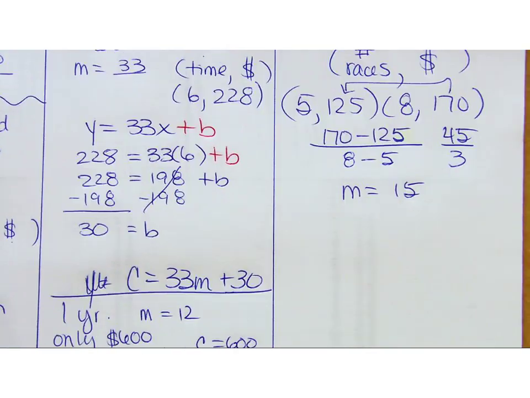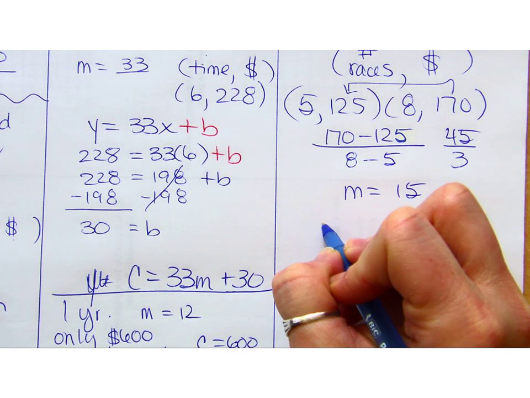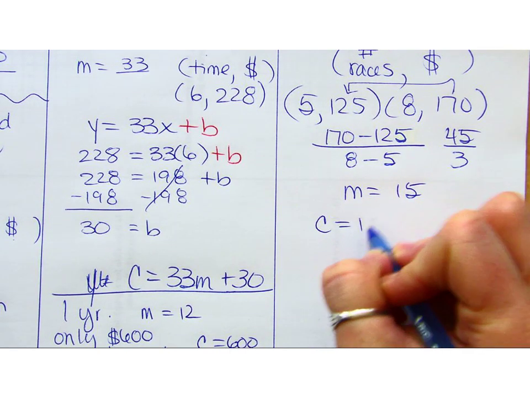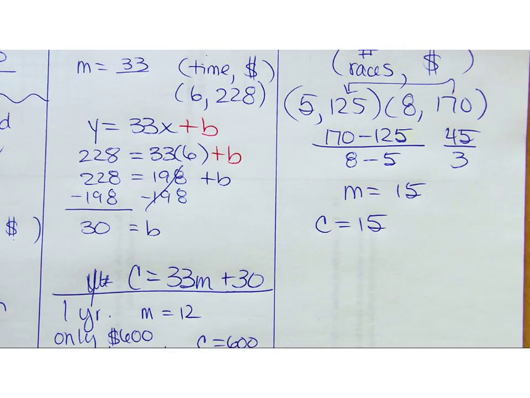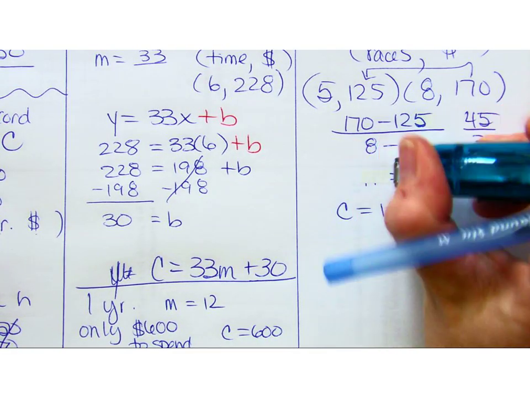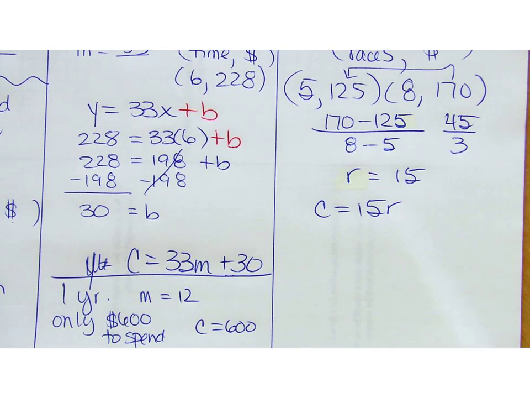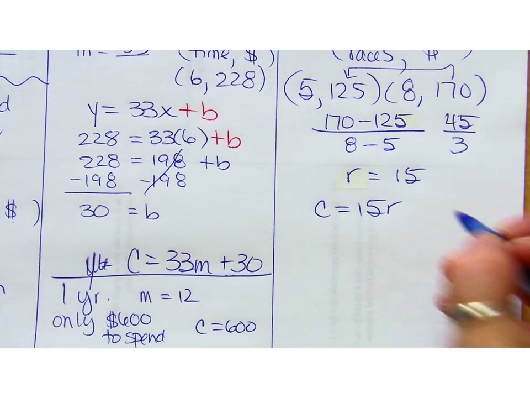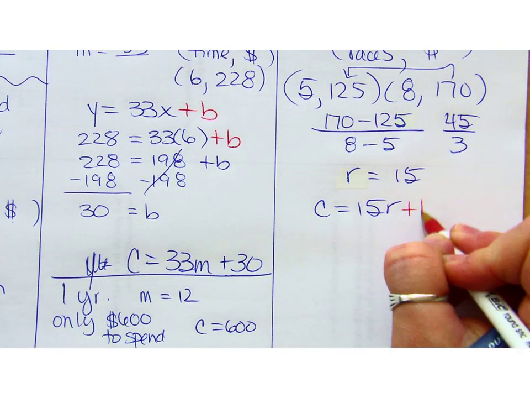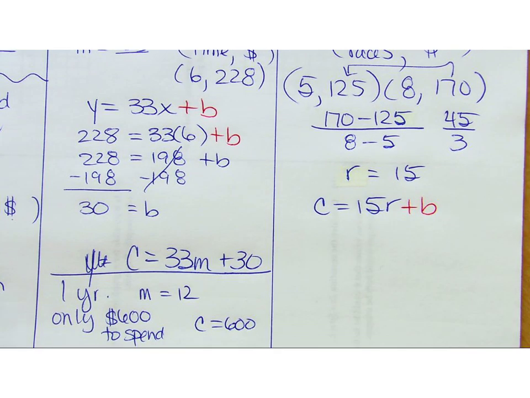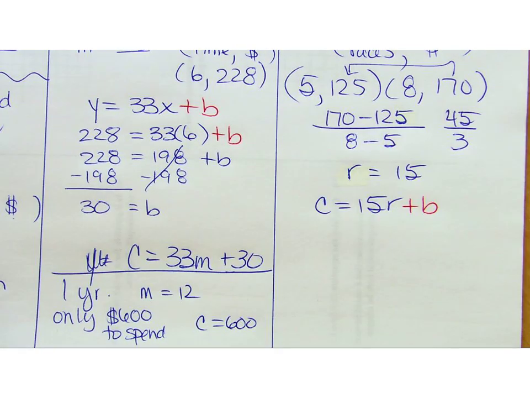So now you know that your cost is going to be $15. I don't know why I put M because it's not per month, it's per race. So I'm going to use R instead. So far I know that my cost is $15 a race, but I just still don't know how much it costs to join. But I'm going to find out. I'm going to use the smallest value. I don't know why you wouldn't.